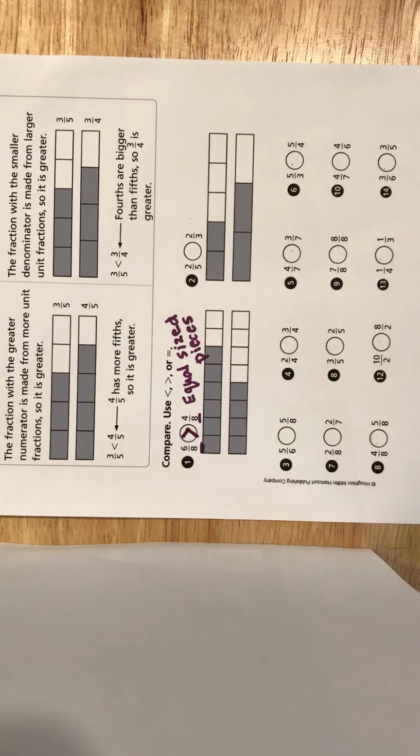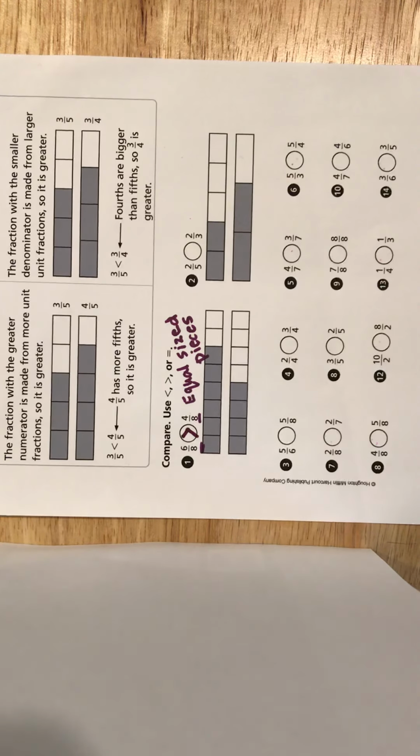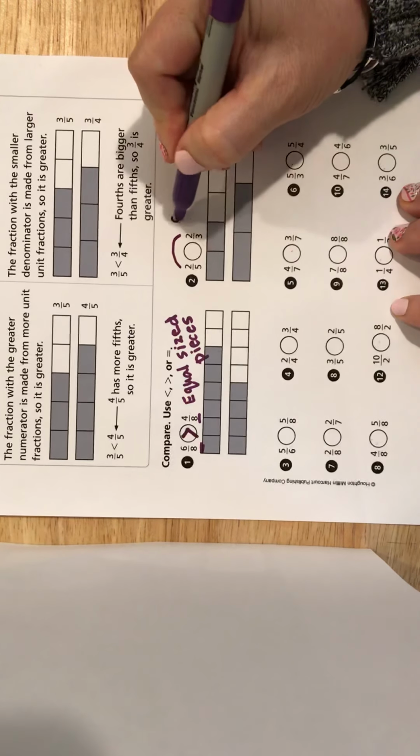Now if I take a look at number 2, this is an example like this fraction right up here. So my numerators are the same, so we're talking about the same number of pieces.